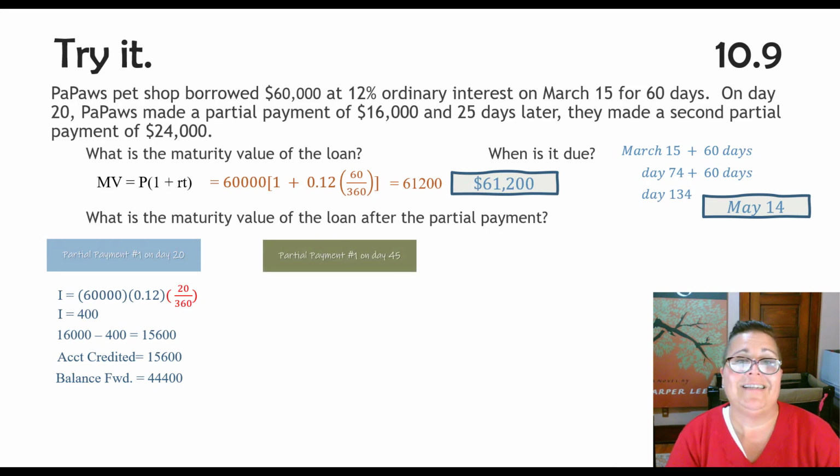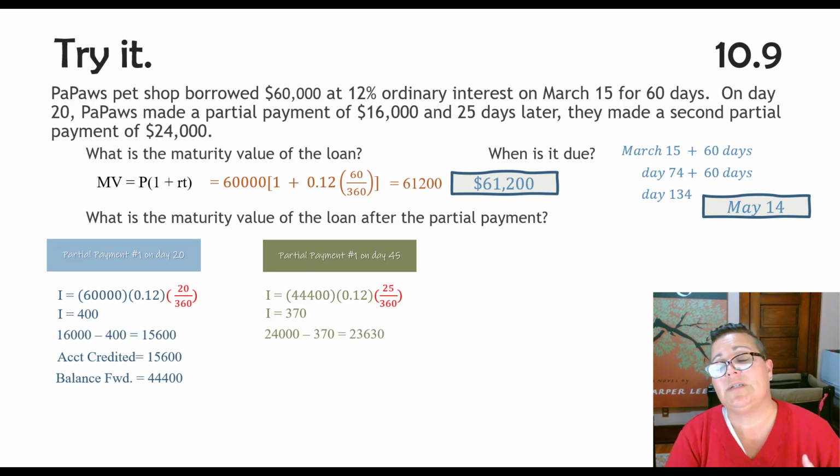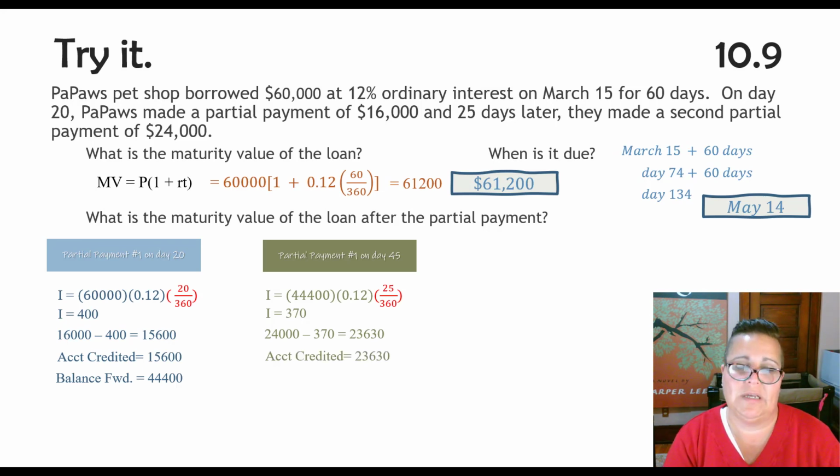Now, before the second payment, interest is going to accrue, but on the newer reduced balance of $44,400. How many days there are between the first and the second payment are our time. And in the word problem in this case, they tell you that it's 25 days later. So I know the number of days in the second payment. Interest would be $44,400 at 12% for 25 days out of 360. This is $370. That $370 comes off of the $24,000 payment, giving us $23,630 as the amount credited to the account.